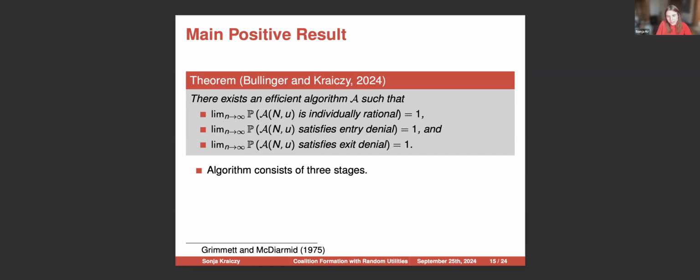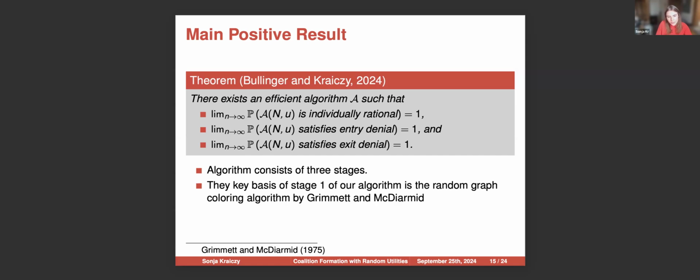Namely, it consists of 3 stages. In stage 1, the key basis is a result from random graph theory. This random graph coloring algorithm by Grimmett and McDiarmid is what we use. Basically these 3 stages play different roles. We try in these different stages to satisfy these 3 properties, but there's no one-to-one correspondence. And I will mention briefly how they correspond later. But let's first go into stage 1 of the 3 stages.